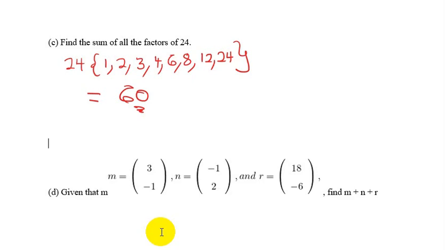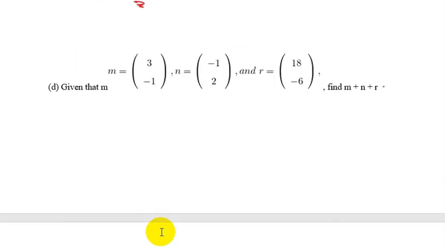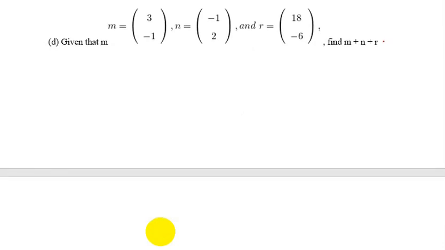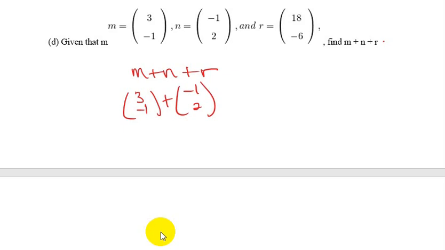Now, the next question says that given that m equals the vector (3, -1), n is (-1, 2), and r is (18, -6), we have to find m plus n plus r. So we are looking for m plus n plus r. M is (3, -1), then n is (-1, 2), then plus r, which is (18, -6).